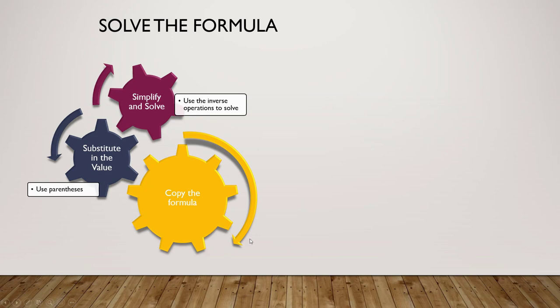To solve formulas, we use essentially the same 3 steps. We will copy the formula. We will substitute in the value of the variable, being sure to use parentheses. And then we will simplify that expression using the order of operations and solve, if necessary, using the inverse operators.